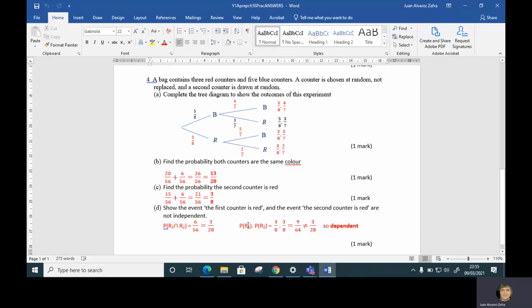So knowing that one of them occurs changes the probability of the other. For example, if we know that the first one is red, that changes the probability of the second one being red, either increasing or decreasing it, because as we can see, when we multiply these two, we don't get the same as the AND probability. We'll see next year when we come on to conditional probability, there's another way of stating independence, but for the moment, this is probably the best one to learn.